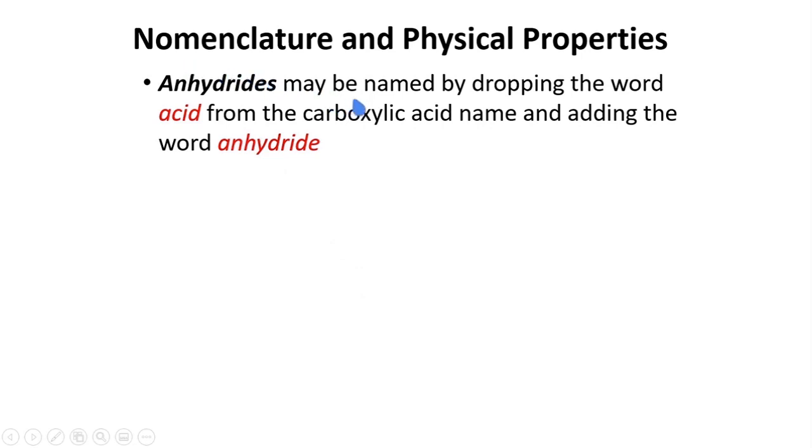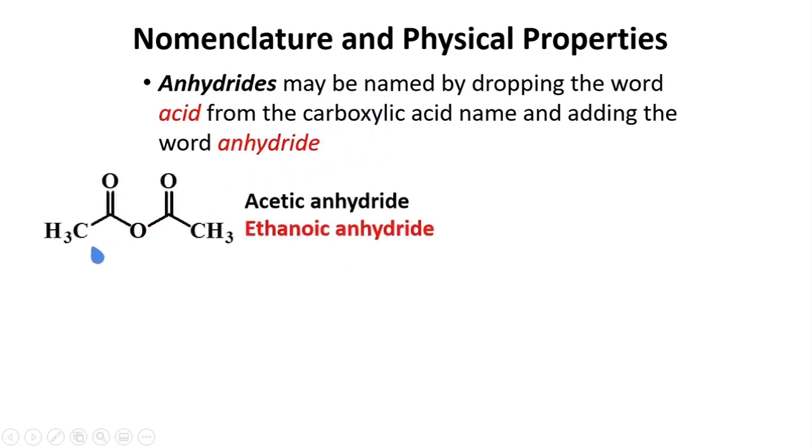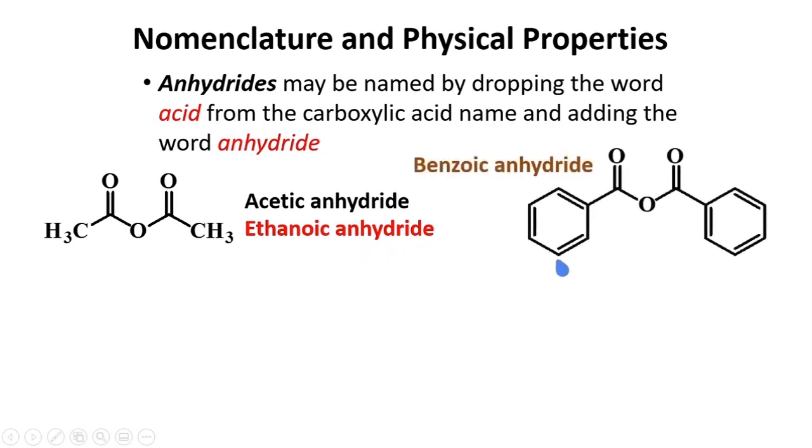Anhydrides may be named by dropping the word acid from the carboxylic acid name and adding the word anhydride. For this compound here, this is called acetic anhydride. This is an acetyl group, and by IUPAC, it can also be named ethanoic anhydride. This compound is benzoic anhydride.